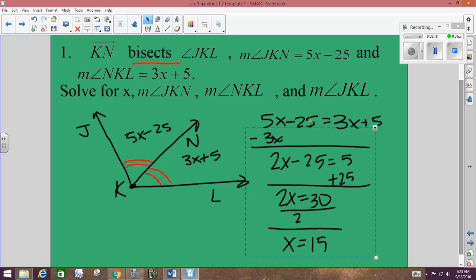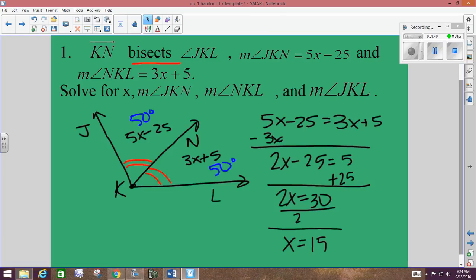$75 minus 25. Wells, 50, good. Okay, so we know JKN is 50. Hey, Wells, how about NKL? What's 3 times 15, plus 5? Good. Ethan, does that make sense that they would both be 50 degrees? Why does that make sense?